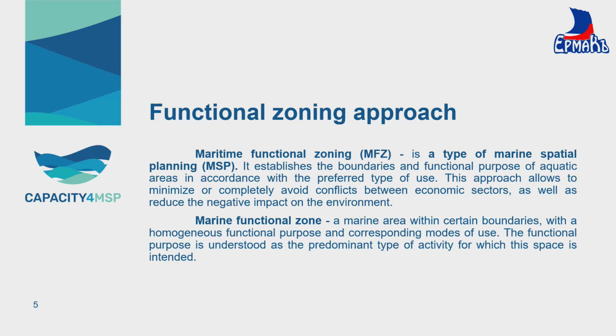So functional zoning approach on its own, it's a part of marine spatial planning. It establishes the boundaries and functional purpose of aquatic areas in accordance with the preferred type of use. This approach allows to minimize or completely avoid conflicts between economic sectors, as well as reduce the negative impact on the environment. So it essentially minimizes the conflicts between stakeholders. And a marine functional zone is a marine area with certain boundaries, with a homogeneous functional purpose and corresponding modes of use. The functional purpose is understood as the predominant type of activity for which the space is intended.